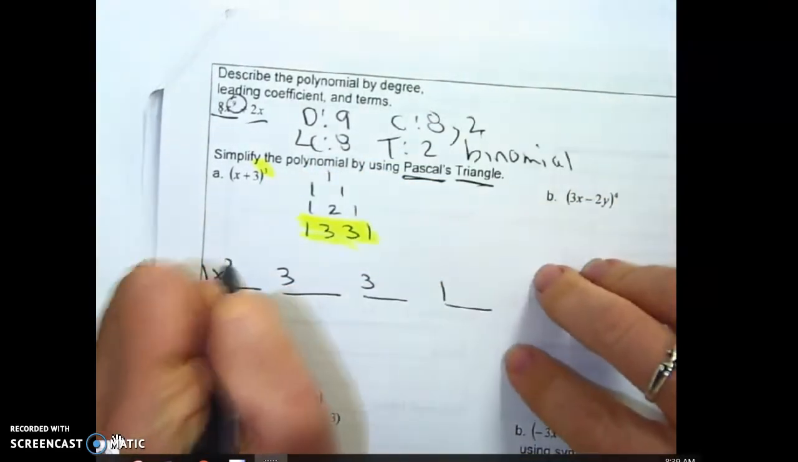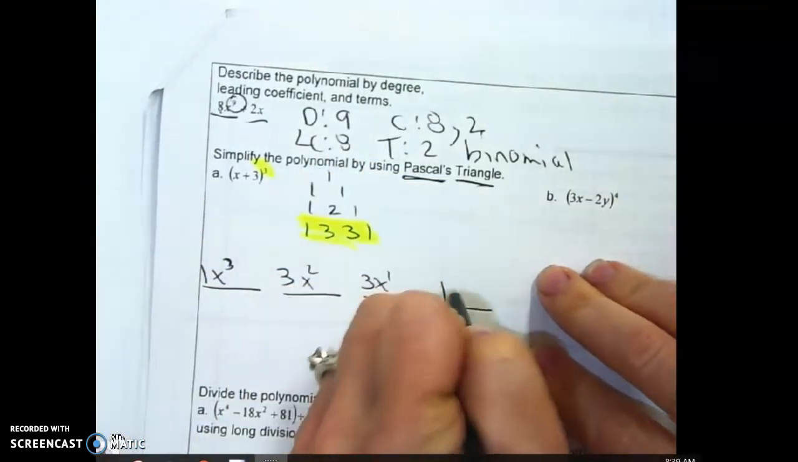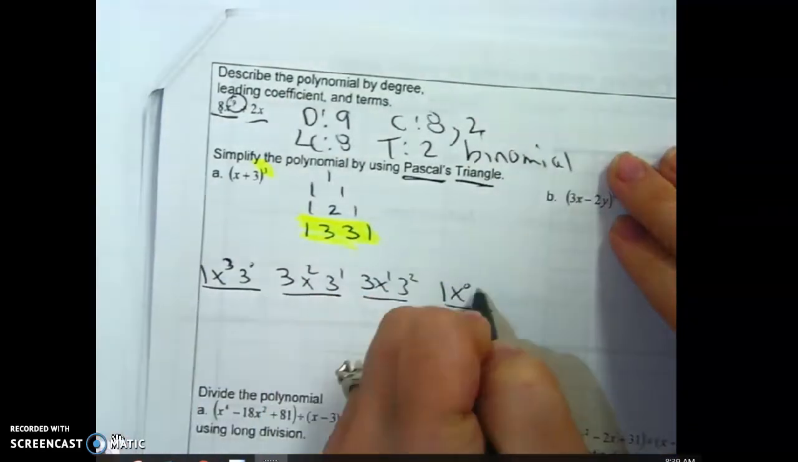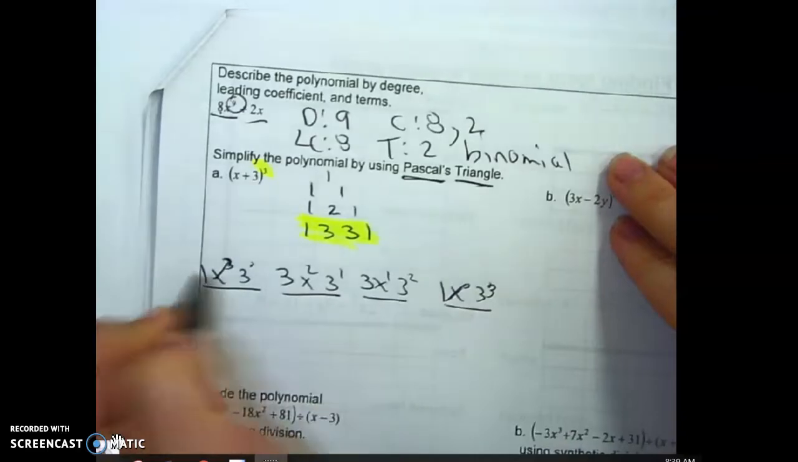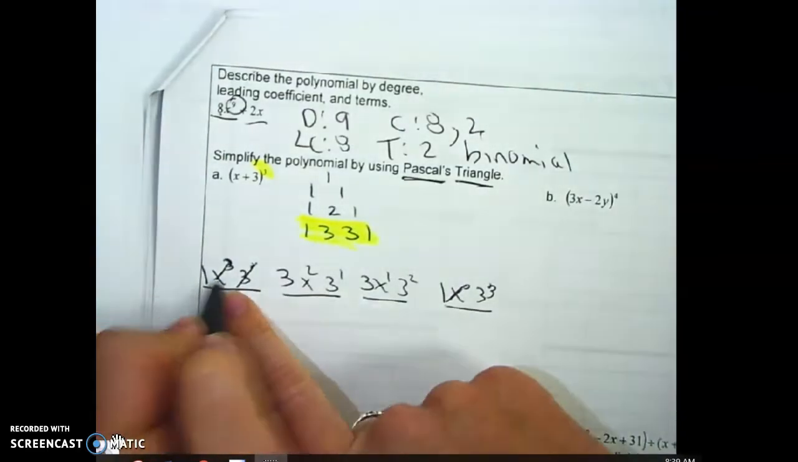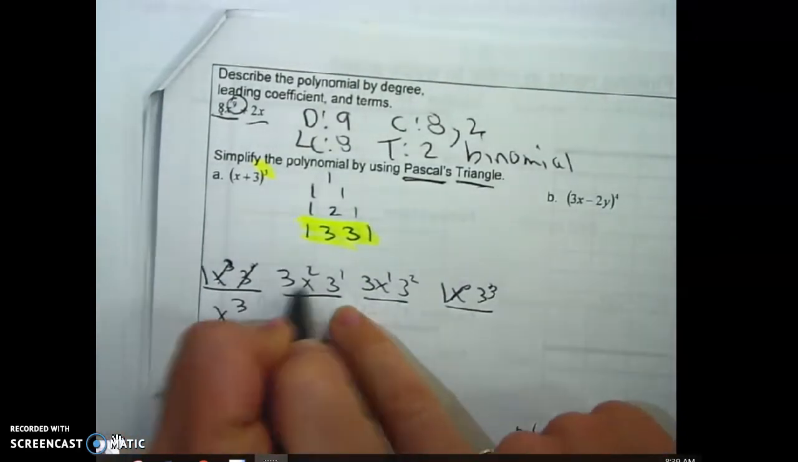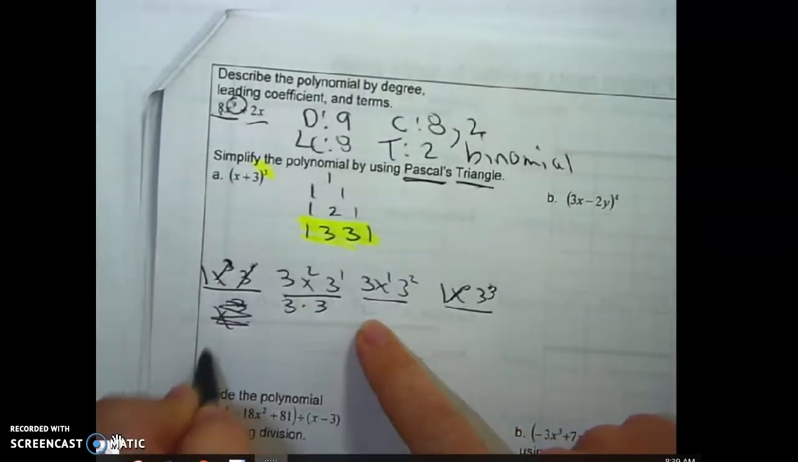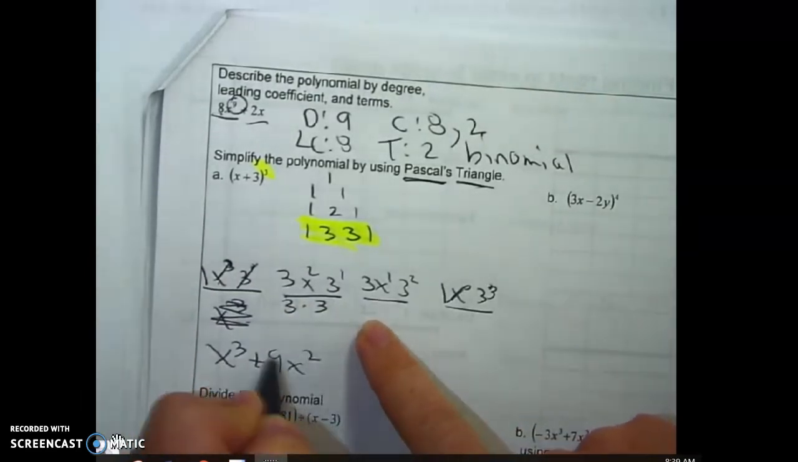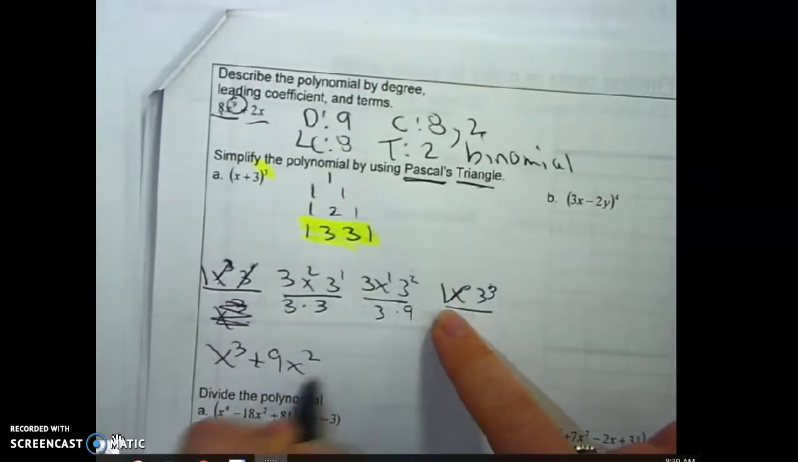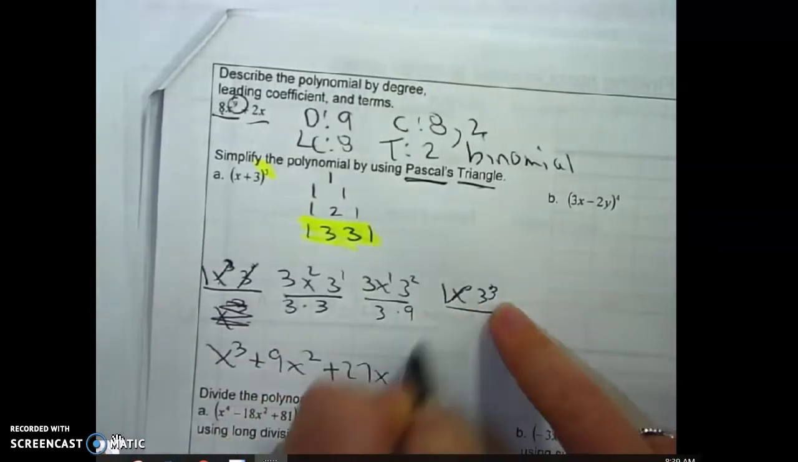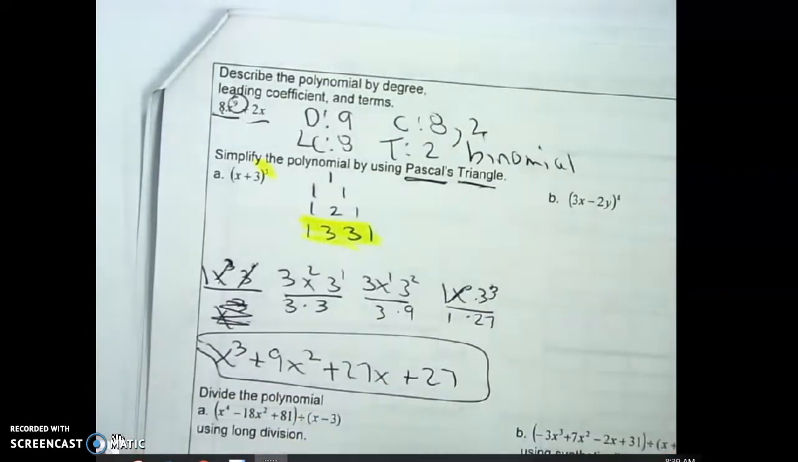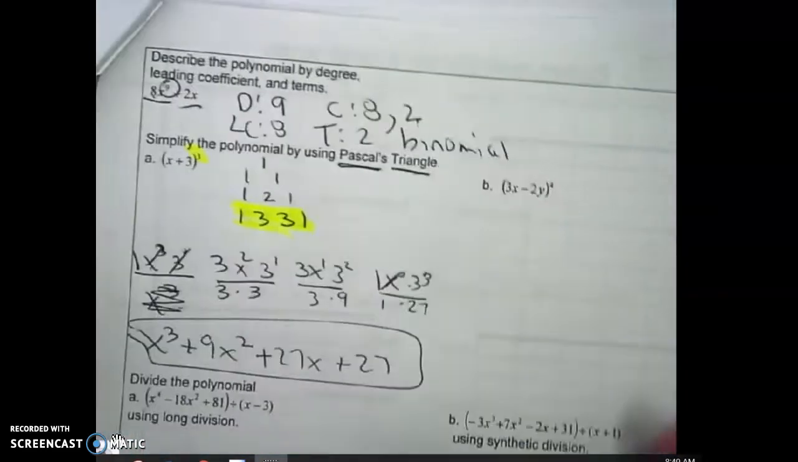Take the first. X cubed, x squared, x to the first, x to the 0. 3 to the 0, 3 to the 1, 3 squared, 3 cubed. The zeros are gone. 1 times x cubed is x cubed. So this is 3 to the first, so we have 3 times 3 here. So let me lower this a little bit. Plus 9x squared. 3 squared is 9 times 3 is plus 27x. And then 3 cubed is 27 times 1, 27. Okay?